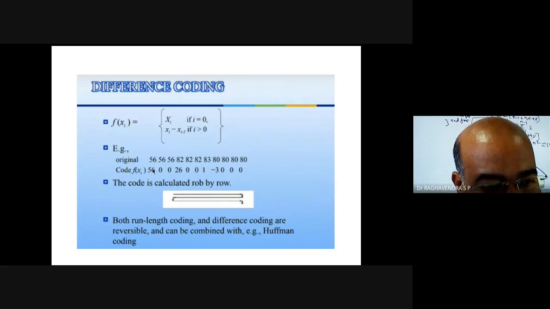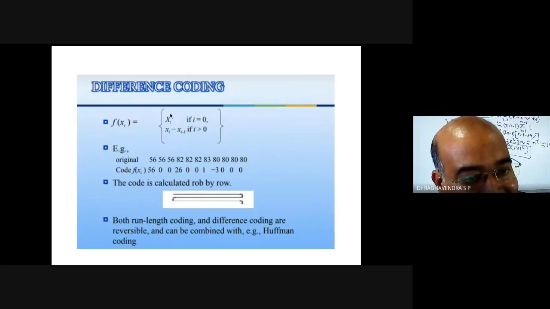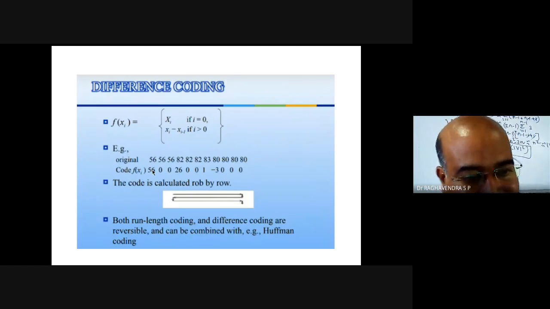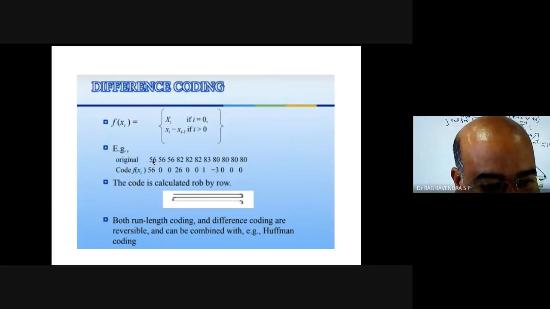Nodi, 56. 56 is the first value. That is if i is equals to 0. So this is i. I is equals to 0 here. So we have to keep the value 56 as it is. Sarina?